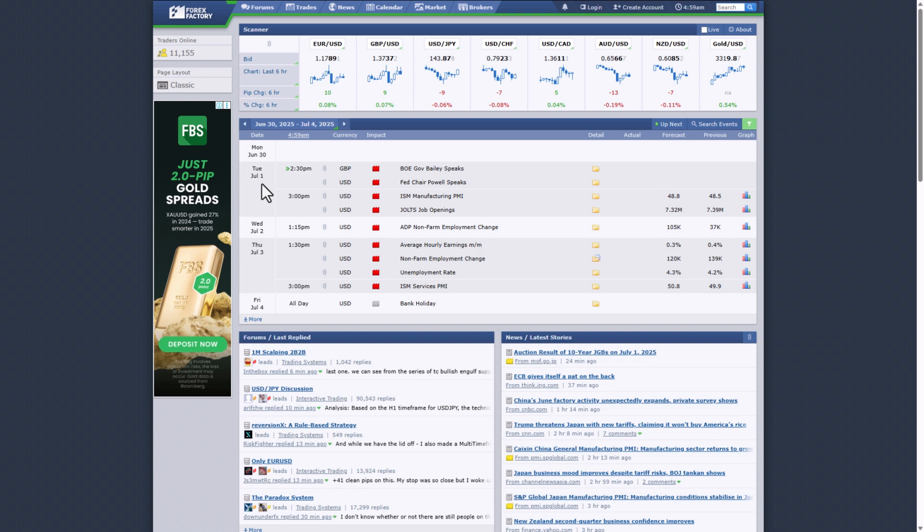So Tuesday, we also have red folder, even though it's not a high impact red folder news. On Wednesday, we also have red folder news, even though it's not a high impact red folder news. But on Thursday, we have NFP, which is a high impact red folder news. So we are not trading during NFP days, which is on Thursday.